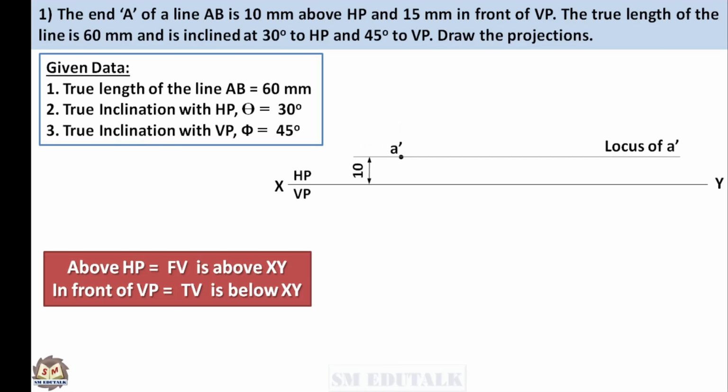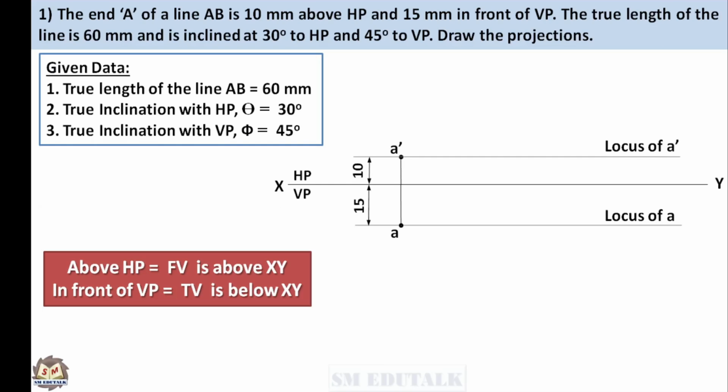Next condition, 15 mm in front of VP. So top view of point A should be drawn 15 mm below the XY line. But here also, instead of drawing a point, draw a thin horizontal line 15 mm below the XY line. This is locus of A. Now project the point A dash to locus of A vertically downward. It intersects the locus at a point A, which becomes the top view of the endpoint A.